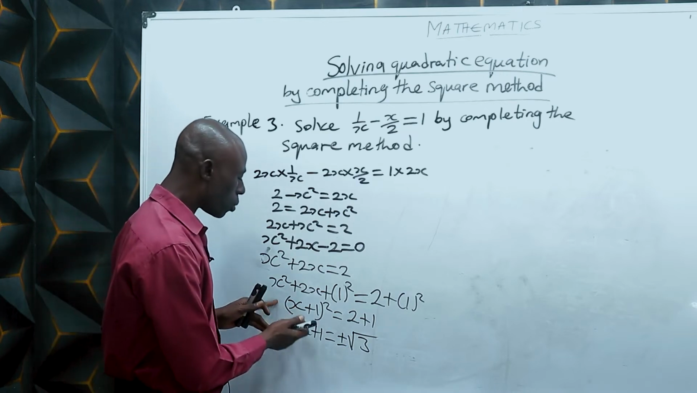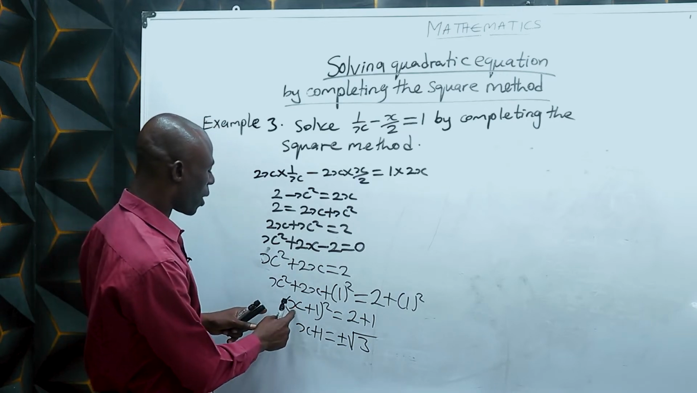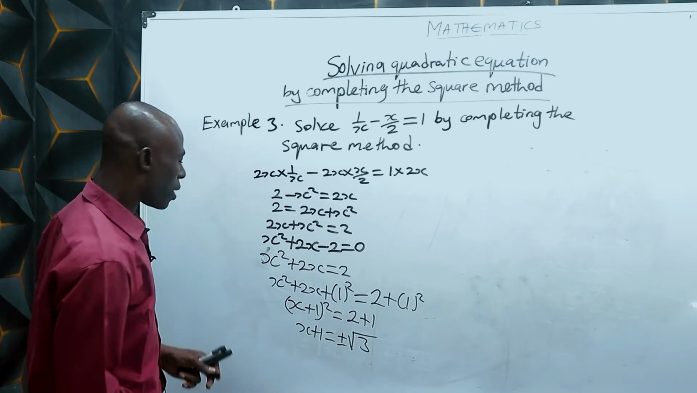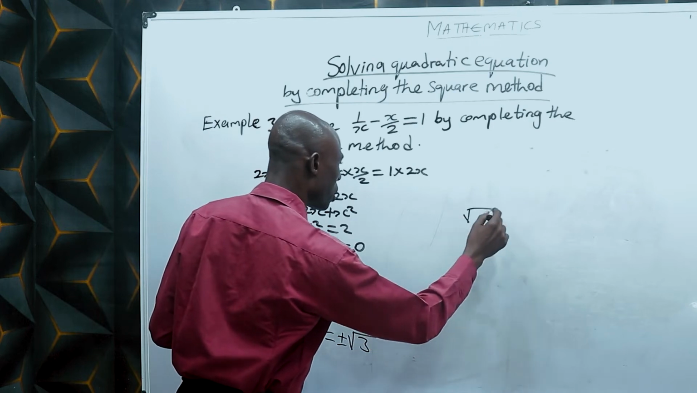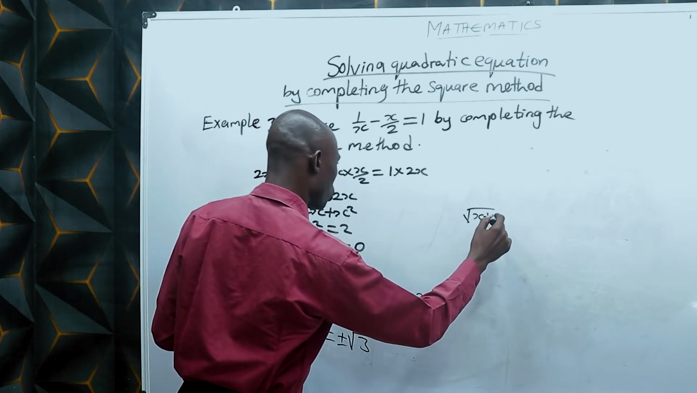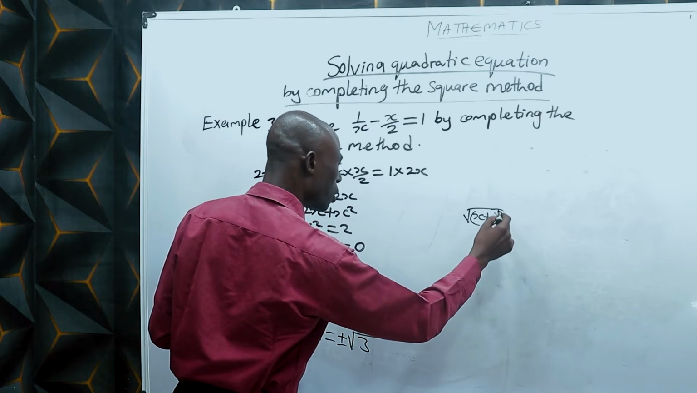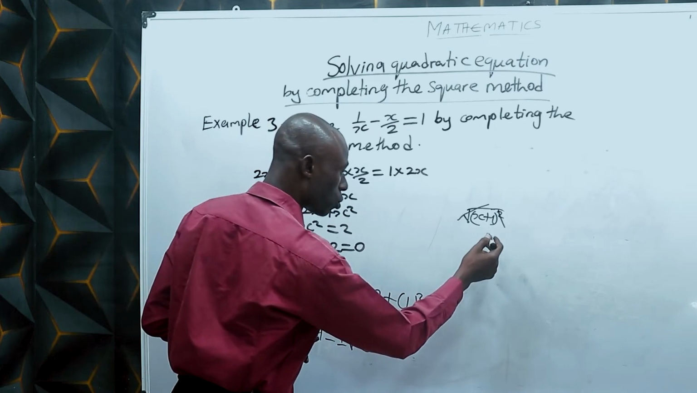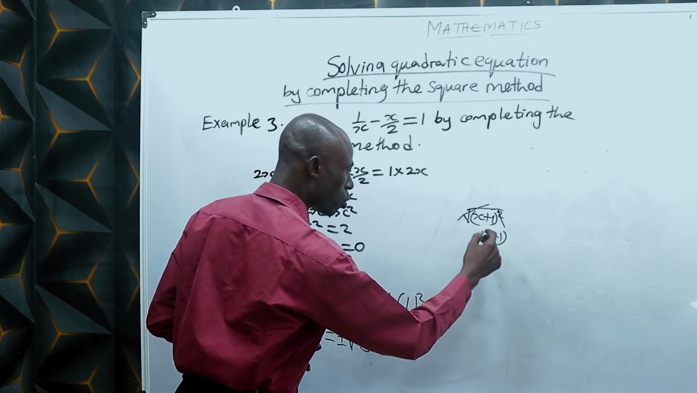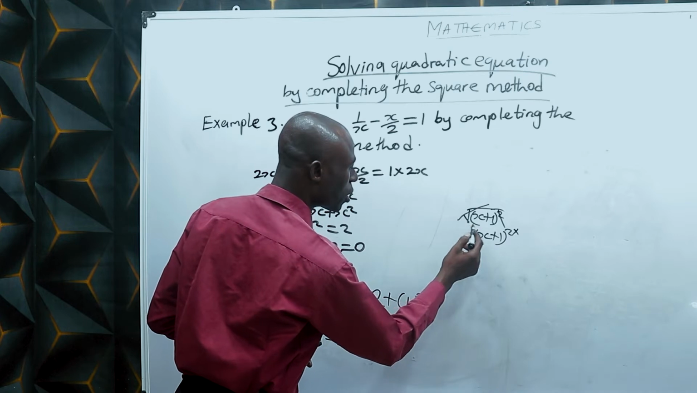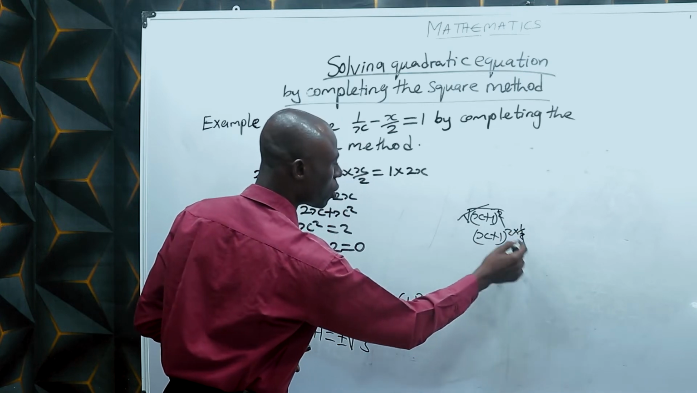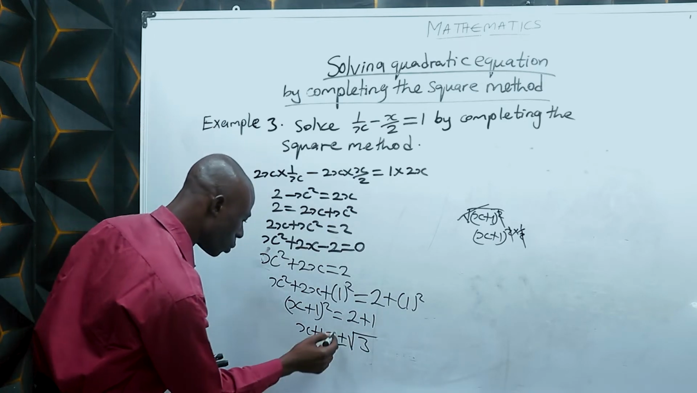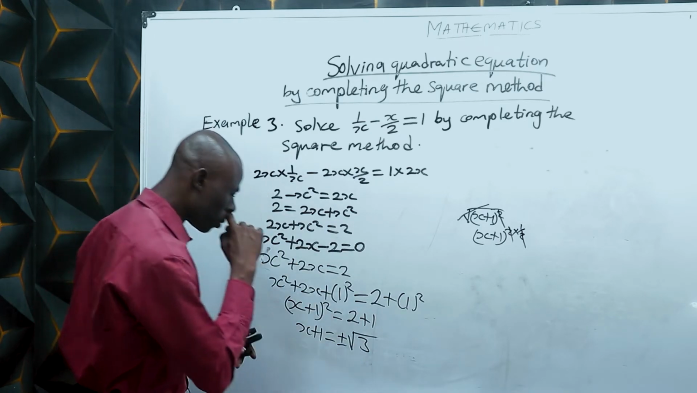When you get to this level, to get the value of x plus 1 simplified, you take the square root of both sides. Mind you, if you take the square root of this side, it will be the square root of x plus 1, all raised to power 2, and the 2 and this root symbol cancel each other. By implication, it is x plus 1 raised to power 2 times 1 over 2, so this cancels this. You have x plus 1 left, which is equal to plus or minus root 3.